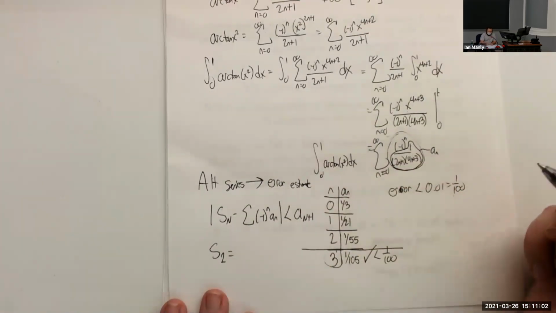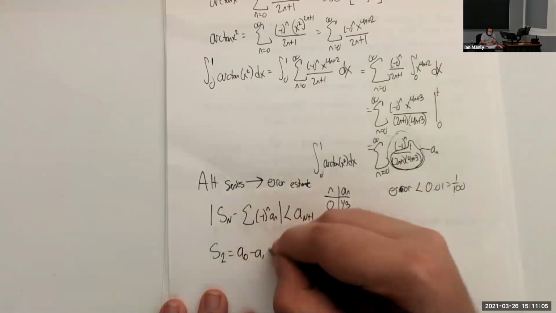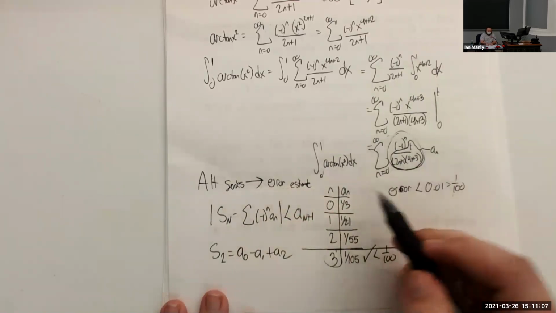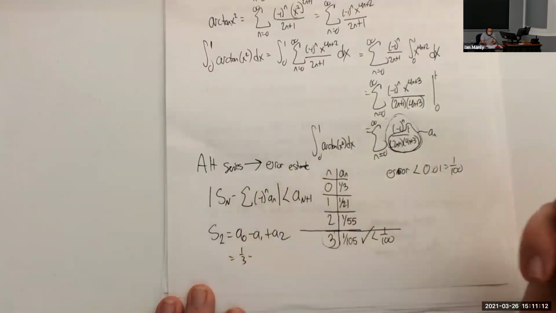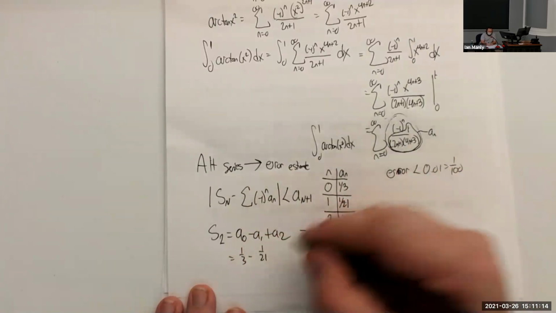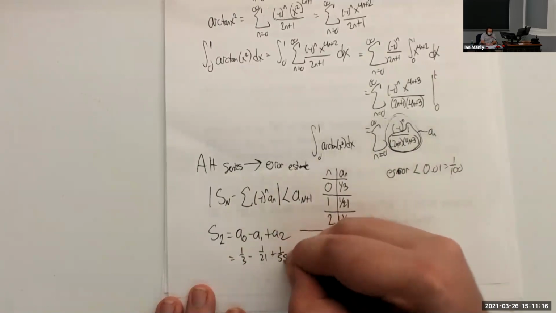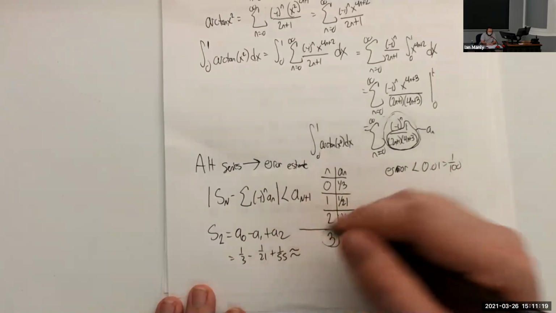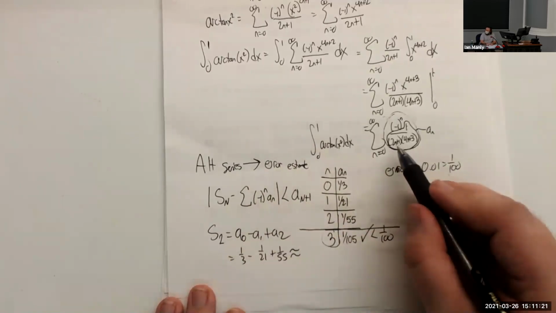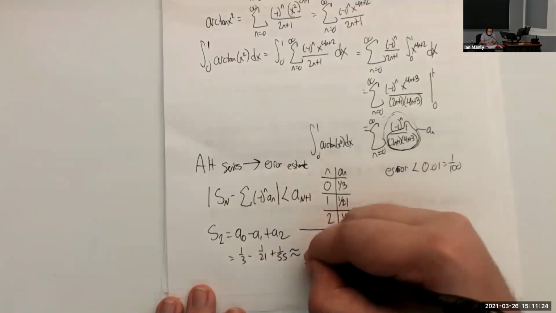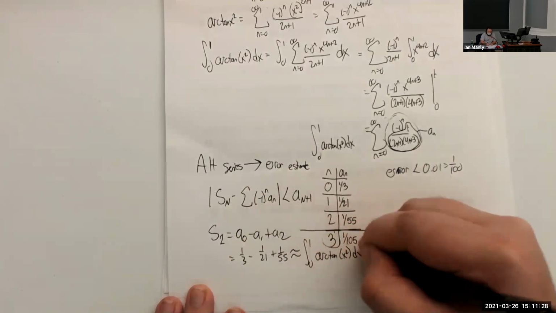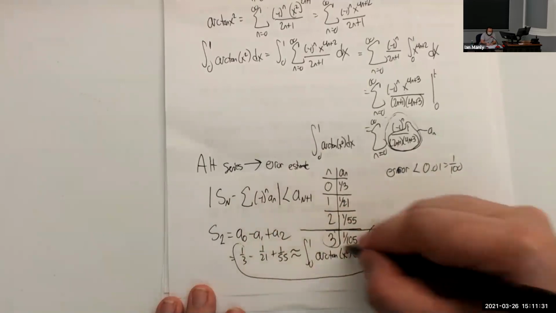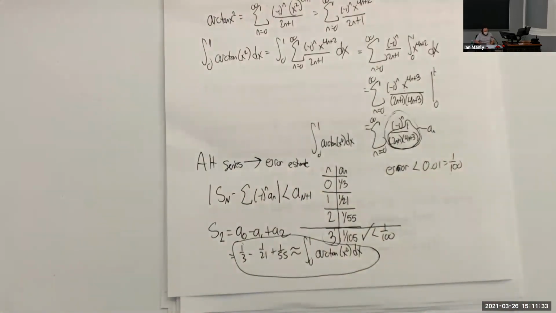So this will be a0 minus a1 plus a2 if we include the alternator. And we already figured out what these were. This is 1/3 minus 1 over 21 plus 1 over 55. And this is our approximation for the true sum of this series right here, which is this integral. So we managed to approximate this integral as the sum of these 3 fractions, and we know that the error for this is less than 0.01.